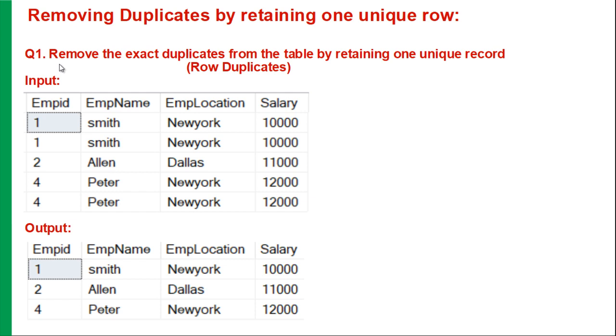Question number 1. How to remove exact duplicates from a table by retaining one unique record. So this is the input which is given and we are expecting the output like this, which means the employee ID with duplicate records, that is employee ID 1 as well as the employee ID 4, which are having exact duplicates. We want to retain one record and remove the rest of the duplicate records.